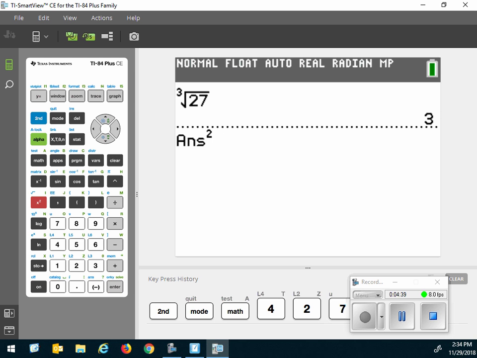Now, you don't have to type in 3 squared. All you have to do is hit the squared button, and this means Alpha S. That's the answer to the previous problem. So, there you go. Okay?